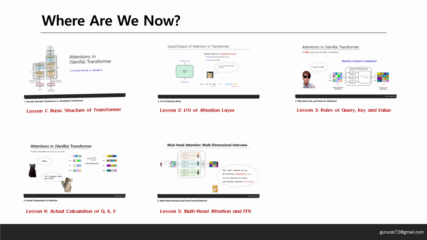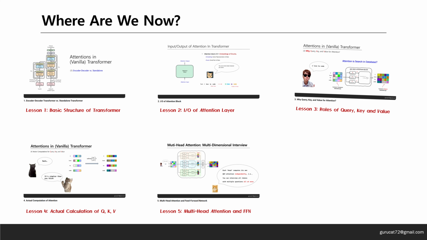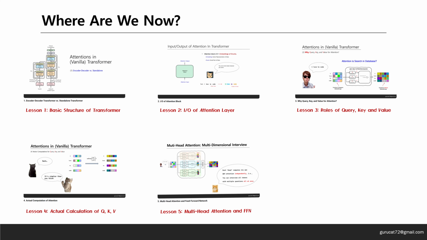We've covered a ton of ground already. Lesson 1, Transformer Architecture Basics. Lesson 2, Attention Inputs and Outputs. Lesson 3, Query, Key, Value, the Holy Trinity. Lesson 4, the actual math behind attention. Lesson 5, multi-head attention and feed-forward networks. We've built this entire understanding piece by piece. But there's one critical thing we haven't talked about yet. And that's what today is all about.